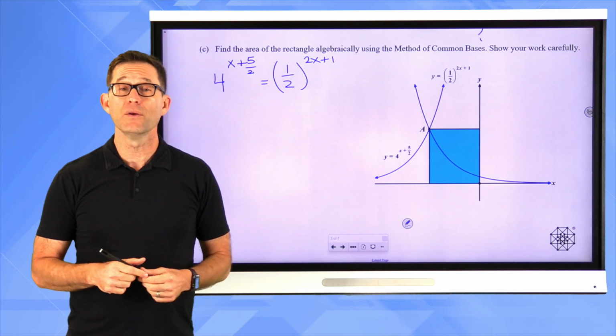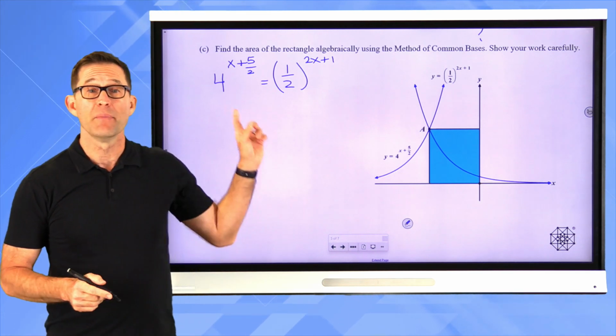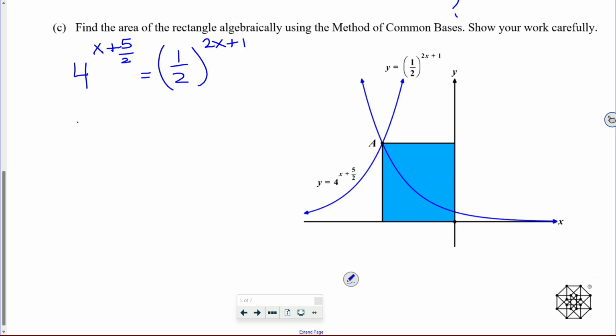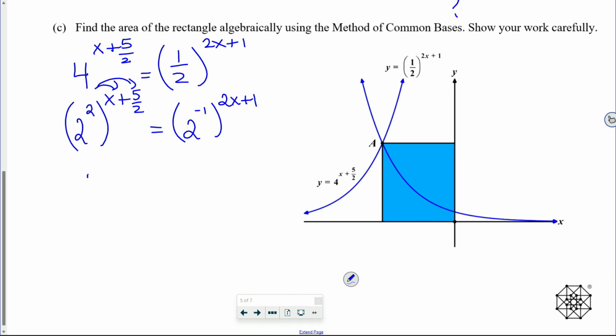All right, well, I'm going to use a common base of 2 because I can rewrite 4 as 2 squared, to the x plus 5 halves. And I can write 1/2 as 2 to the minus 1, to the 2x plus 1. I can then distribute through. This is now going to be 2 to the 2x plus 5, because that 2 and that 2 in the denominator cancel. This one's a little bit easier. That will be 2 to the negative 2x minus 1.